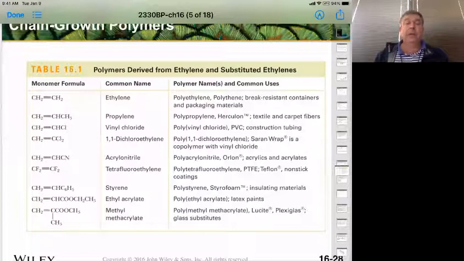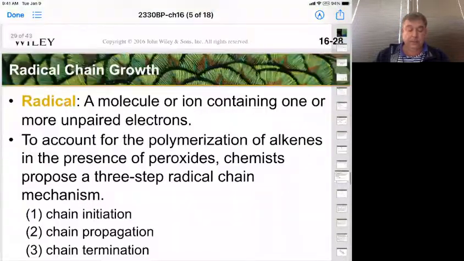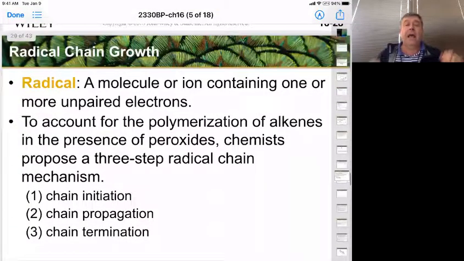All right, so the thing that all of these have in common is that they have that double bond. And that double bond is the part that reacts to make the polymer. Okay, so how do we make a new carbon-carbon bond with something like a double bond? We've added stuff across it, but we've never actually tried to make it into a polymer.